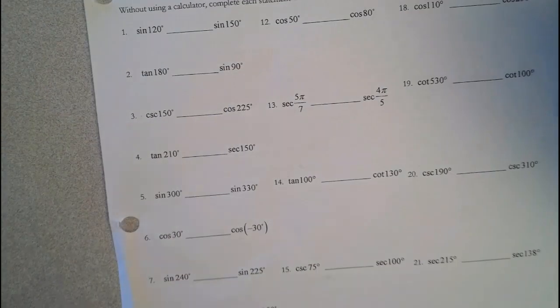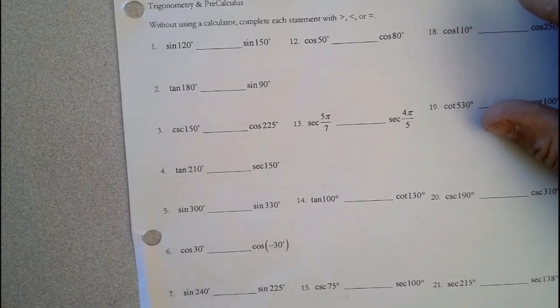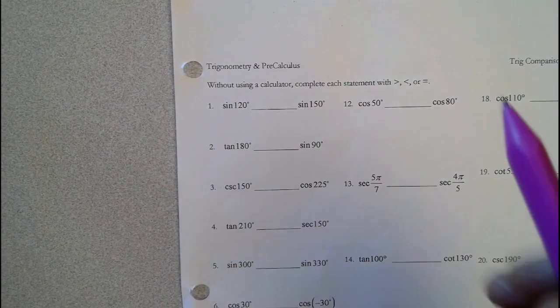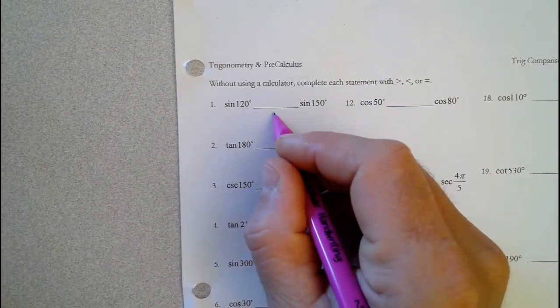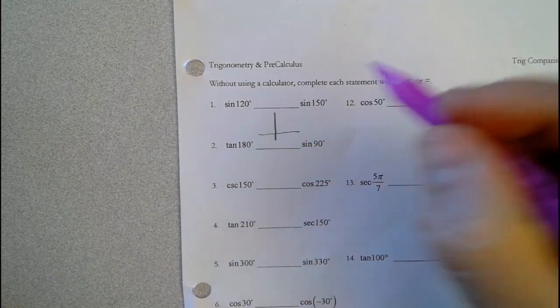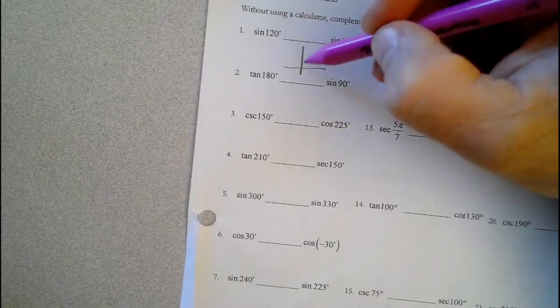Okay, so here we go. We're going to try some of these trig comparisons. Alright, so let's look at this one, the sine of 120 versus the sine of 150. I'm going to draw this on the same set here. So 120 and 150, they're both in the second quadrant.